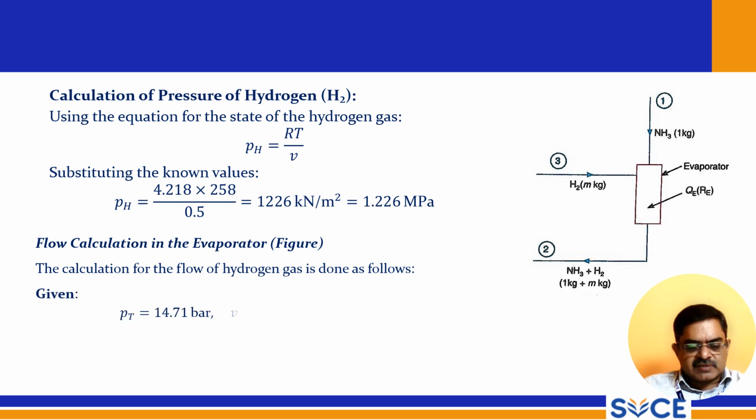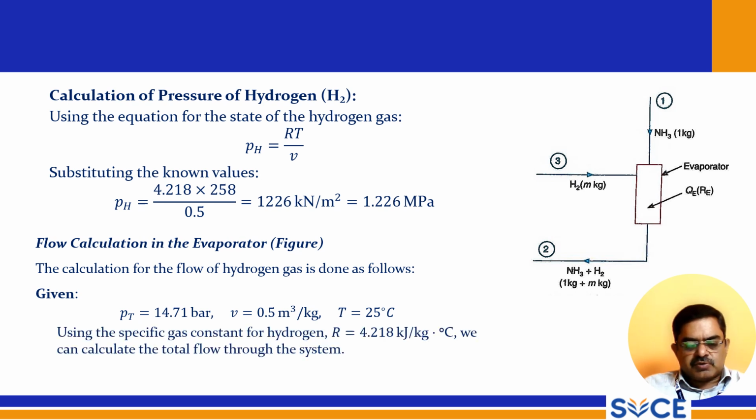So for calculation of the evaporator, from this figure, the calculation of the flow of hydrogen gas is done as follows. So PR equal to 14.71, V specific volume equal to 0.5 meter cube per kg, and T equal to 25 degrees Celsius. Using the specific gas constant of hydrogen R equal to 4.218 kilojoules per kg degree Celsius, we can calculate the total flow through the system.